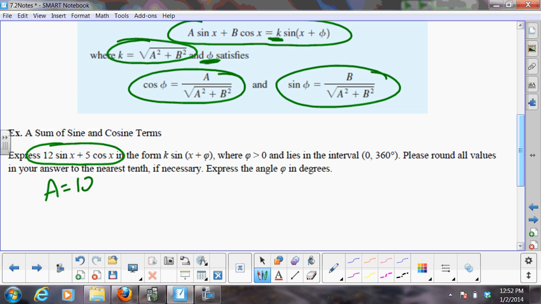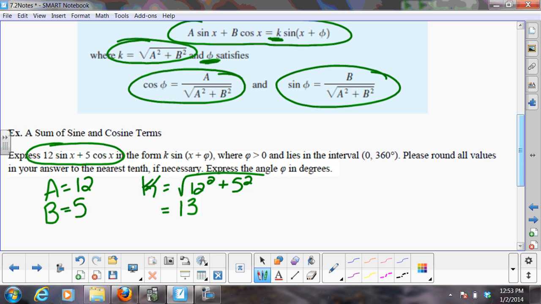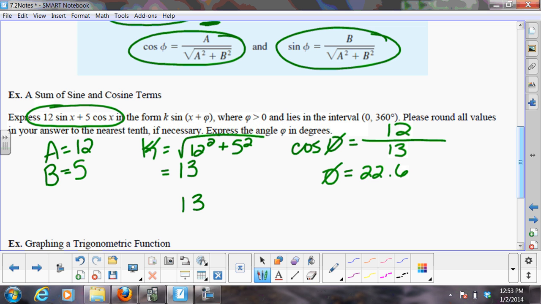Okay, so A is 12, B is 5. So I need k. To get k, it's equal to the square root of 12 squared plus 5 squared. 12 squared is 144, 5 squared is 25. You add them, you get the square root of 169, which is 13. And then we need theta, which I'll just choose cosine. To get theta, let me write cosine theta equals A, which is 12, over the bottom, which is essentially k, which is 13. If you hit inverse cosine of 12/13, theta is 22.6. So written in that form, you get 13 sine(x plus 22.6).